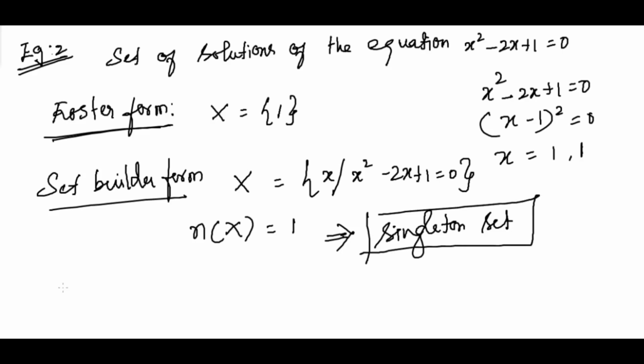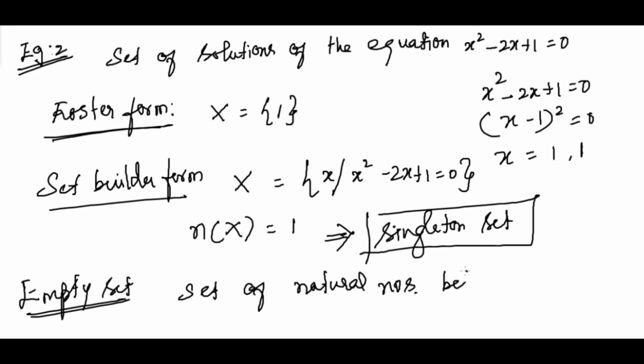Next point, what is an empty set? If the set doesn't have any element, then the set is called an empty set. For example, the set of natural numbers between 8 and 9. If you take this example, no natural number comes between 8 and 9. So, this set is an empty set. No element is present in this set. So, the empty set is represented like this, and the symbol for the empty set is phi.